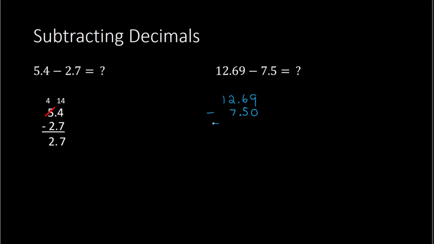So this is my setup, and the subtraction process is exactly the same. So we just work from right to left. 9 minus 0 is 9. 6 minus 5 is 1. And then 2 minus 7 doesn't work. So I borrow from the 1. That becomes 0. And the one that I borrow goes here with the 2. So that becomes 12 minus 7, which is 5. The decimal stays lined up, which would put it right here. So my solution is 5.19.